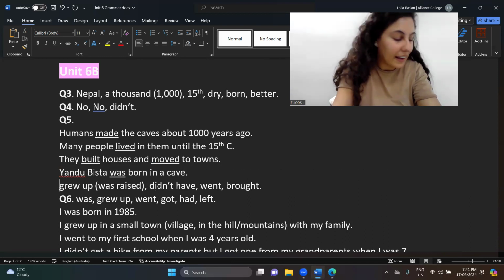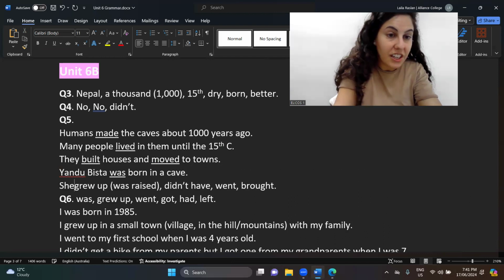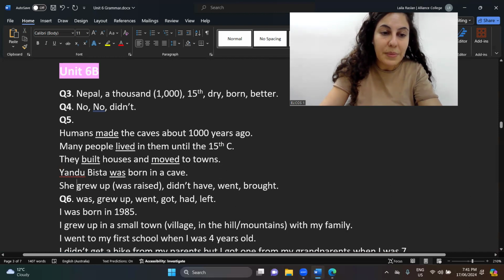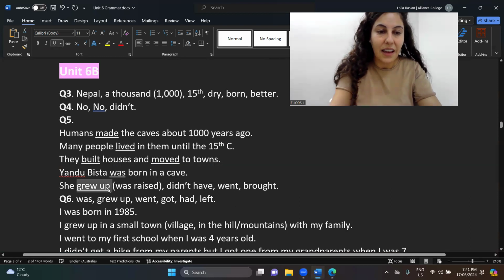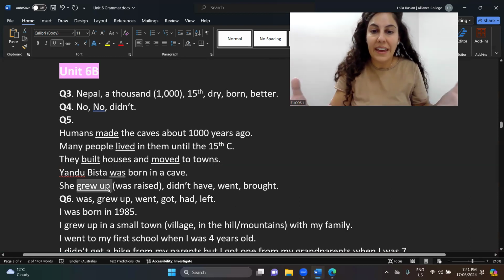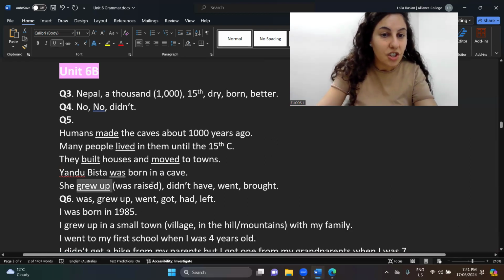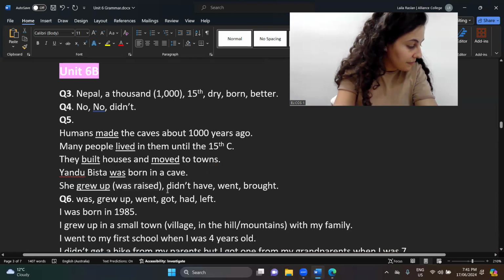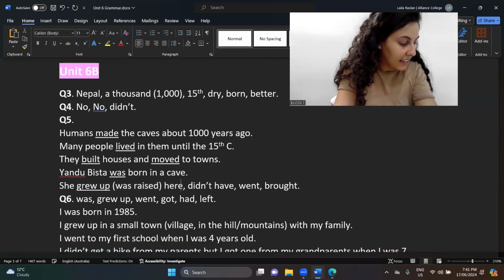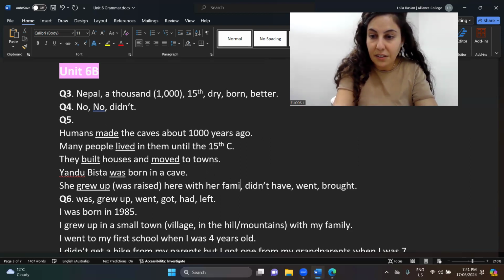Then we have she grew up. So grew up is an interesting action. To grow up means where somebody spent their childhood. So you could be born in a different place to where you grew up. So she grew up, and another verb to use was she was raised. Okay, she was raised here with her family.